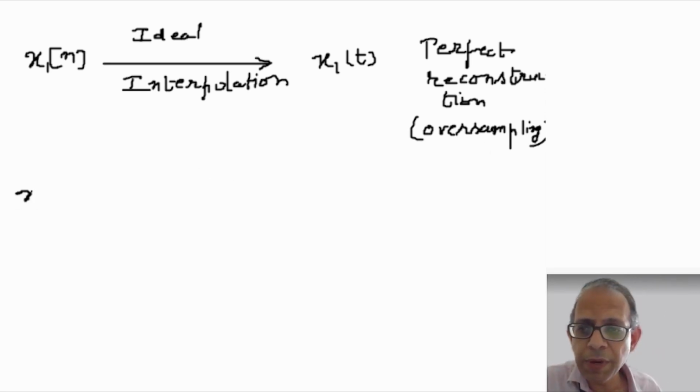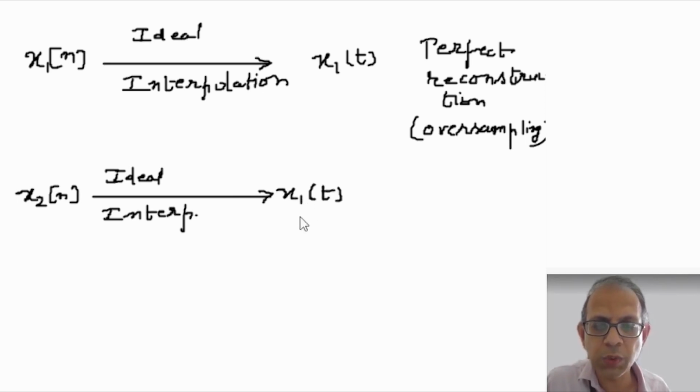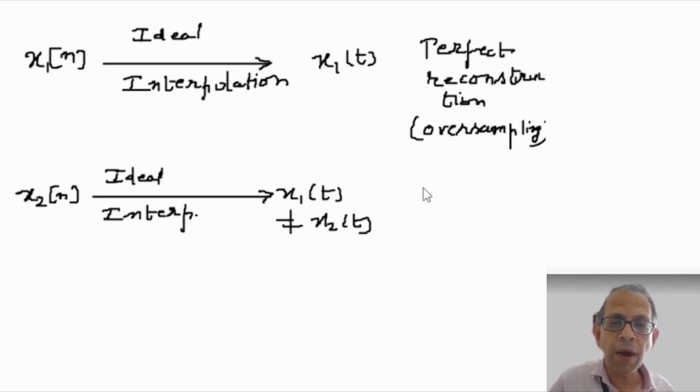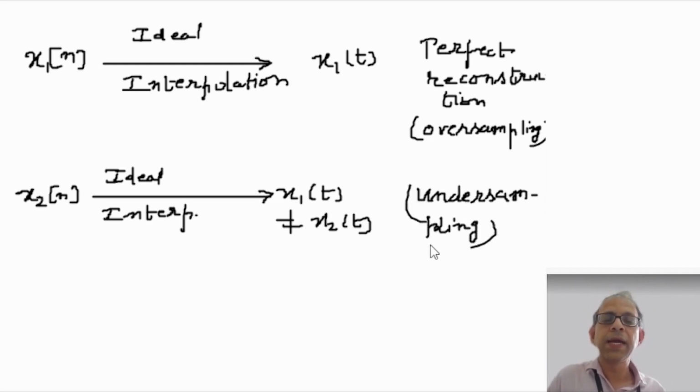However, when we look at x2[n] and use ideal interpolation again, we don't get x2(t) back, rather we get x1(t) back. So we get x1(t), which is not equal to x2(t), of course, because x2(t) is cos 100 pi t, but our sampled signal is cos pi by 2 n, which gives us back cos 20 pi t. And this non-ideal reconstruction, non-perfect reconstruction, is the result of undersampling. It is the effect of undersampling, that is sampling at a rate less than the Nyquist rate, and the effect manifests in the form of what we call aliasing.